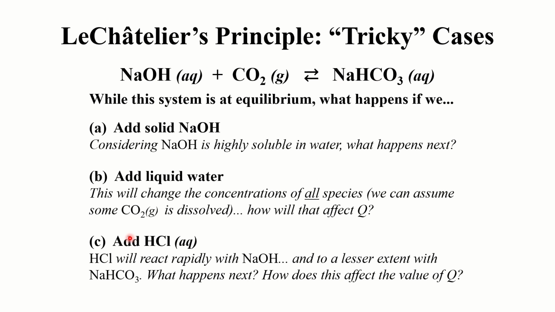Finally, letter C, add HCl. You should recognize that HCl, hydrochloric acid, is a strong acid, which will react with the base here. It will react slightly with the NaHCO3, which is a weak base, which we'll learn about a little bit later. But more importantly, it's going to react rapidly with the strong base. So if I add HCl to the system, that's effectively removing NaOH from the system. And if I remove NaOH from the system, the reaction should shift left in response.